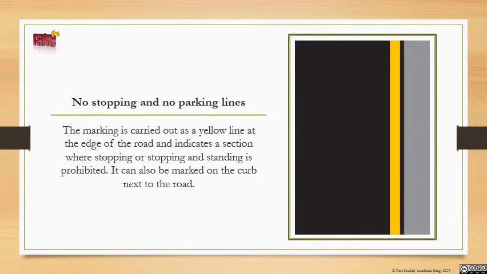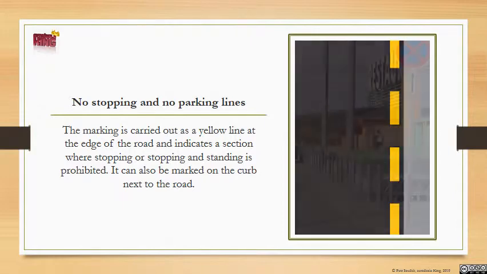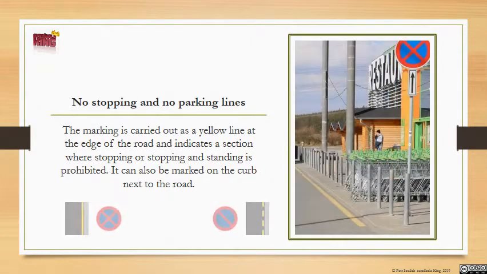No stopping and no parking lines. The marking is carried out as a yellow line at the edge of the road and indicates a section where stopping or stopping and standing is prohibited. It can also be marked on the curb next to the road.